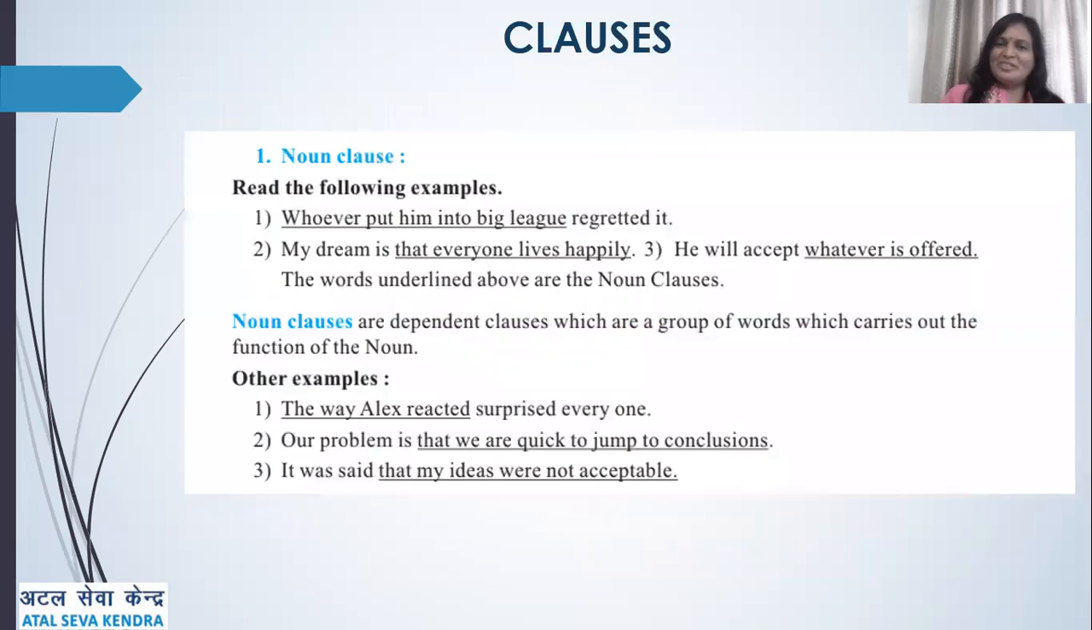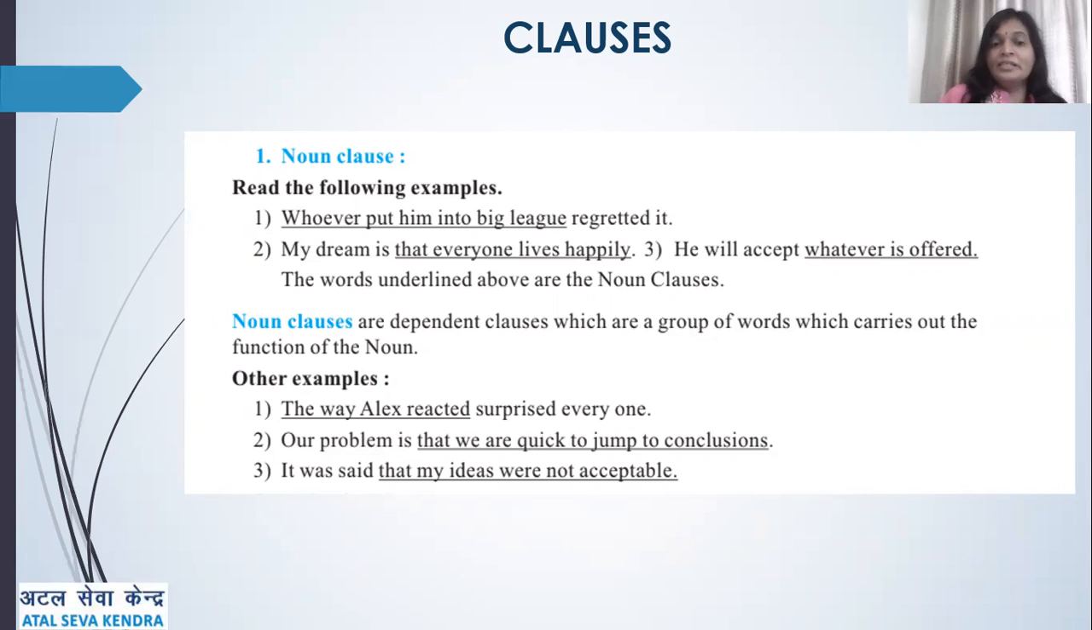So let us see the different types of clauses. Kinds of clauses. First is noun clause. Read the following examples. Whoever put him into big league regretted it. My dream is that everyone lives happily. He will accept whatever is offered. The words underlined above are noun clauses. They are dependent clauses, which are a group of words which carries out the function of a noun.